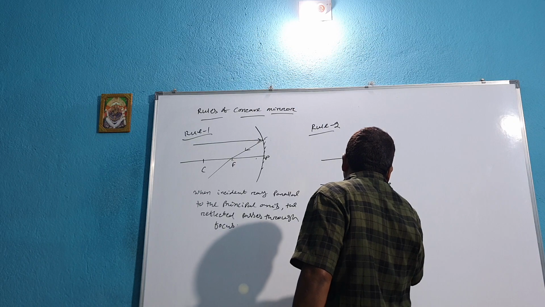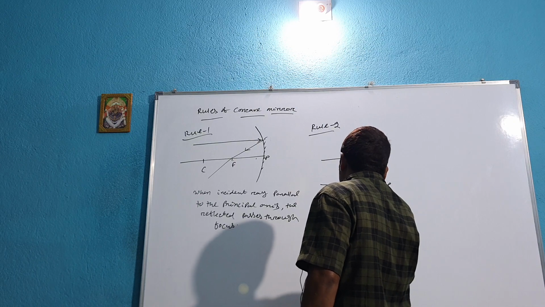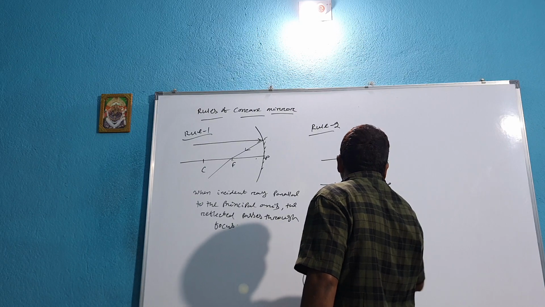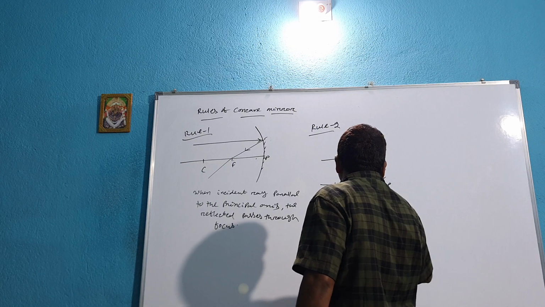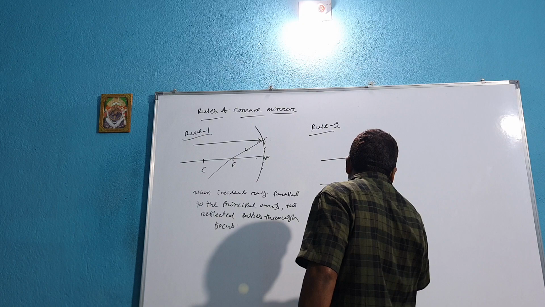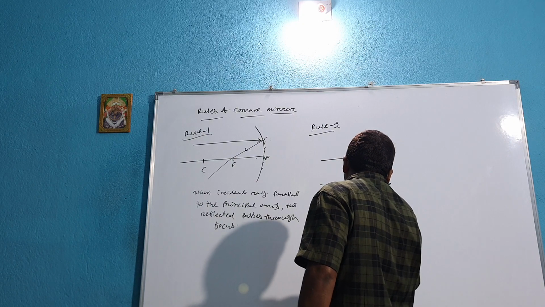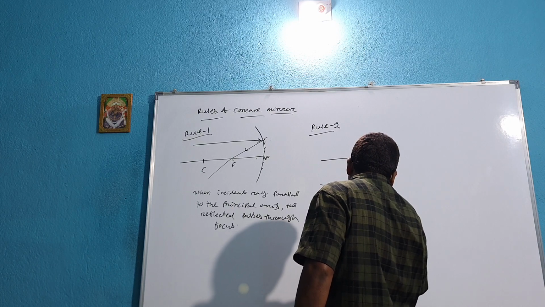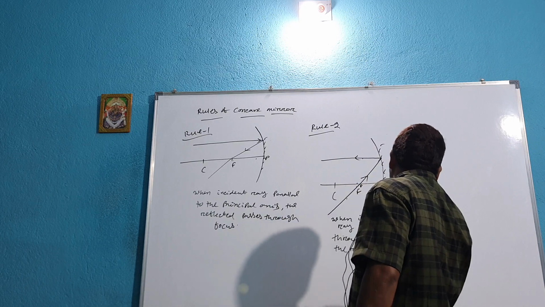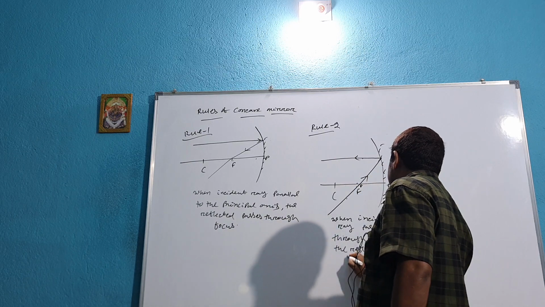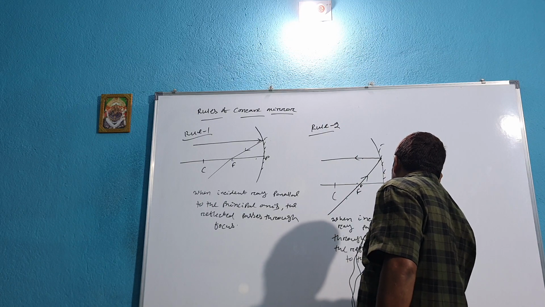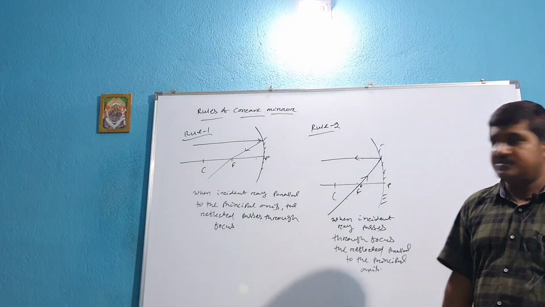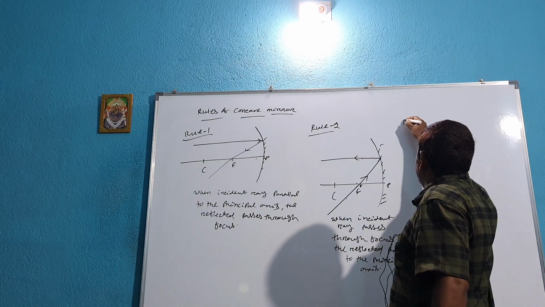When incident ray passes through the focus, the reflected ray is parallel to the principal axis. This is the rule 2. Now rule 3.